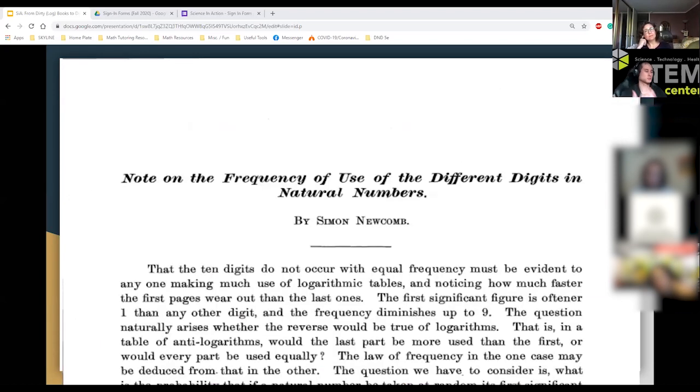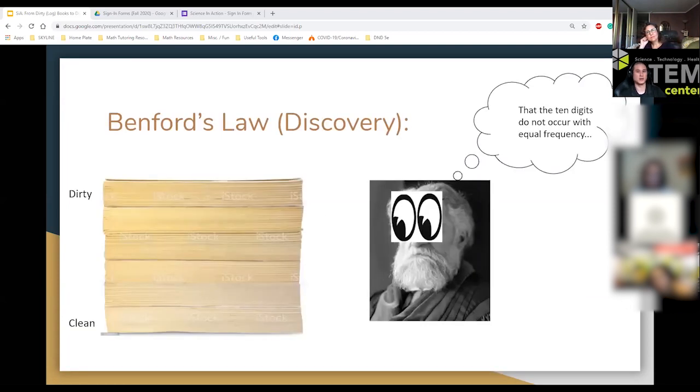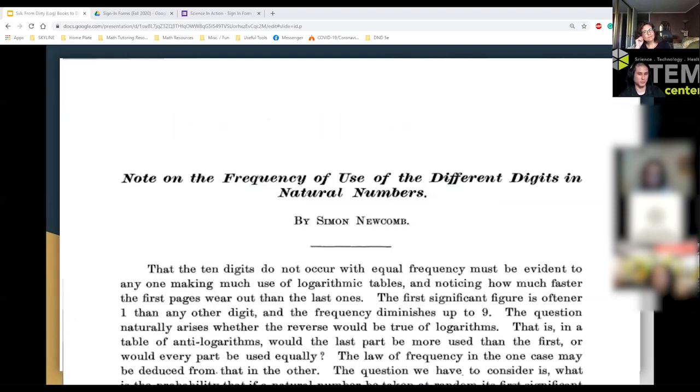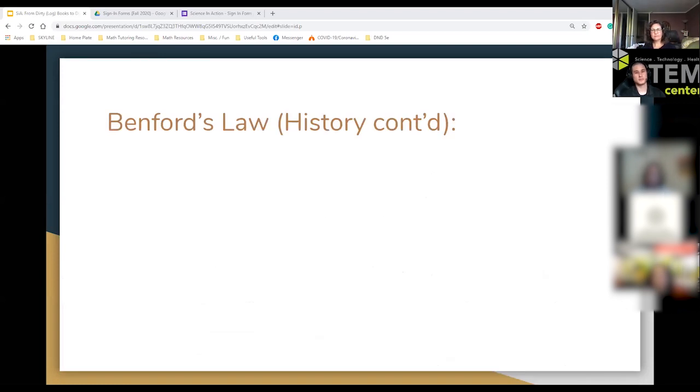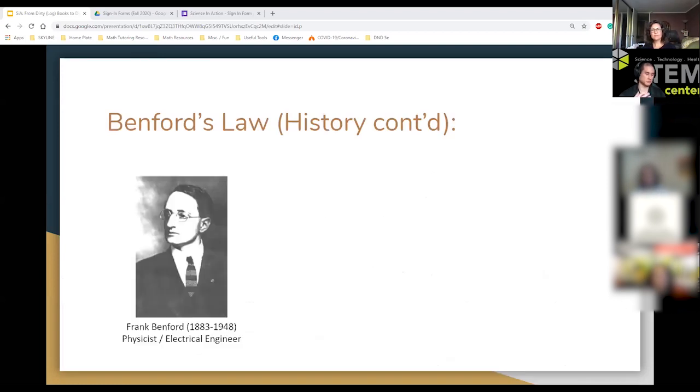And this is the first paper documenting the phenomenon that's now known as Benford's Law. It's the paper titled Note on the Frequency of the Use of Different Digits in Natural Numbers. And literally his thought was the first line of this paper, okay? Now, he laid the ground foundation. Now, fast forward, a few decades to Frank Benford.